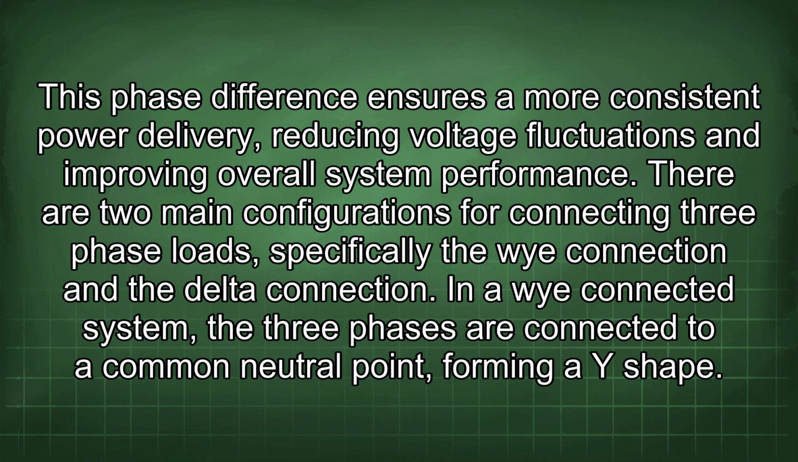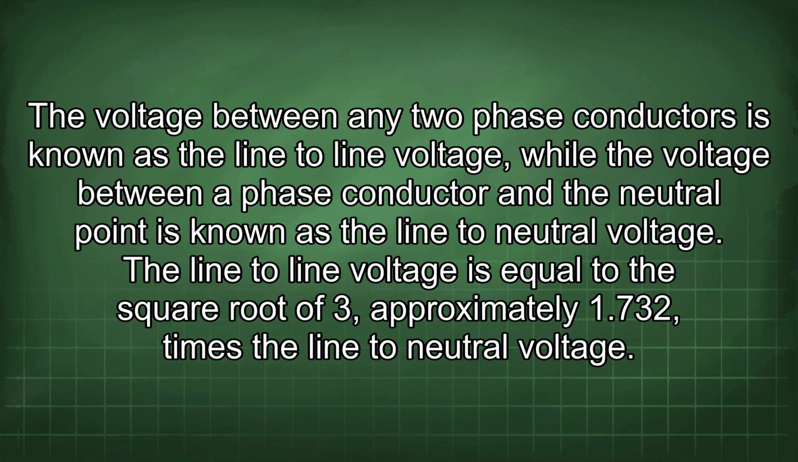There are 2 main configurations for connecting 3-phase loads, specifically the Y connection and the delta connection. In a Y-connected system, the 3 phases are connected to a common neutral point, forming a Y shape. The voltage between any 2-phase conductors is known as the line-to-line voltage, while the voltage between a phase conductor and the neutral point is known as the line-to-neutral voltage. The line-to-line voltage is equal to the square root of 3, approximately 1.732 times the line-to-neutral voltage.